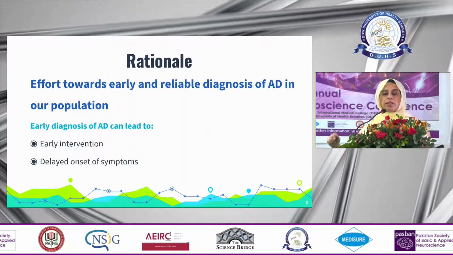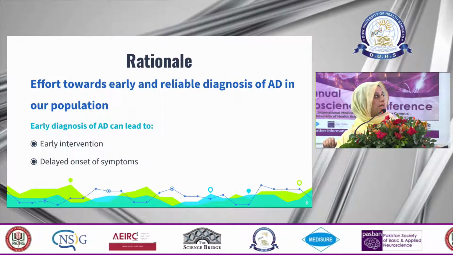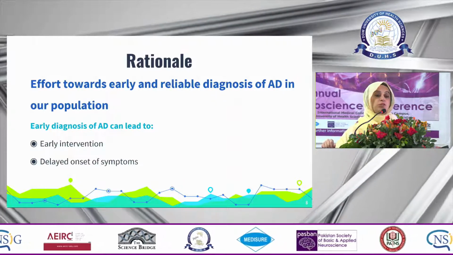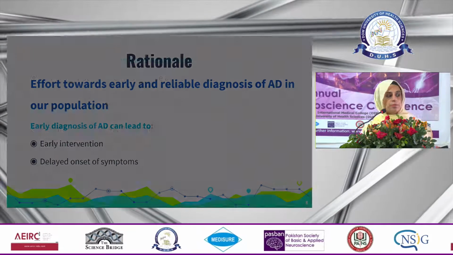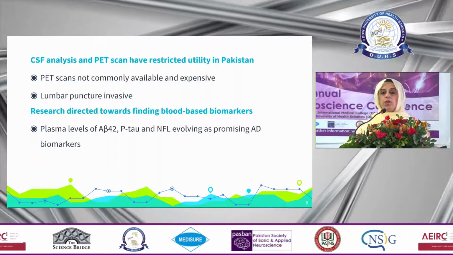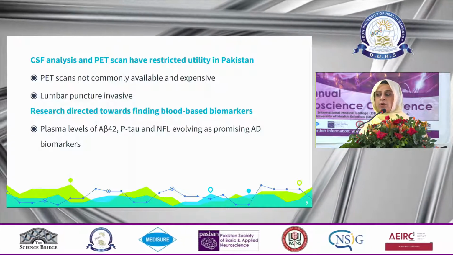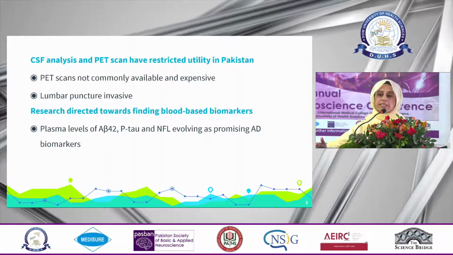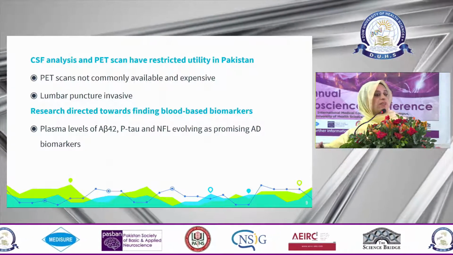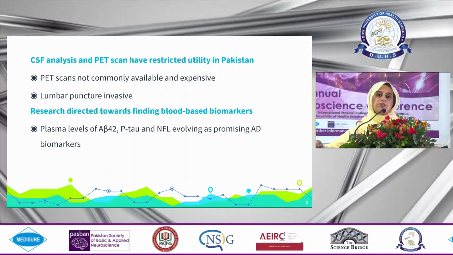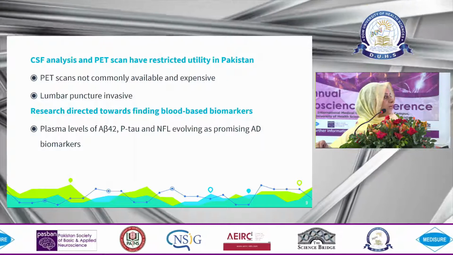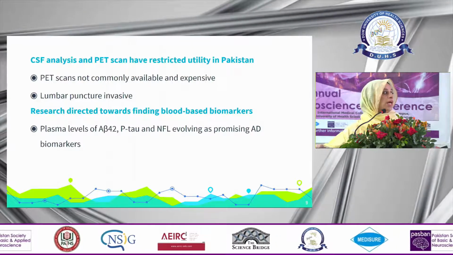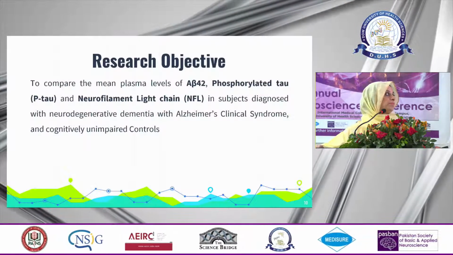So our research was an effort towards finding early and reliable diagnostic tools for Alzheimer's disease in our population, because early diagnosis can lead to early intervention and hence delay in the onset of symptoms. The currently used biomarkers are either from CSF or they employ PET scans, which have limited utility in Pakistan, because in Pakistan we have very limited number of PET scans available and which are very expensive, and CSF analysis is invasive. So globally, the research is directed more towards finding blood-based biomarkers for the disease. And these three proteins in literature are evolving as potential and promising biomarkers for Alzheimer's disease.